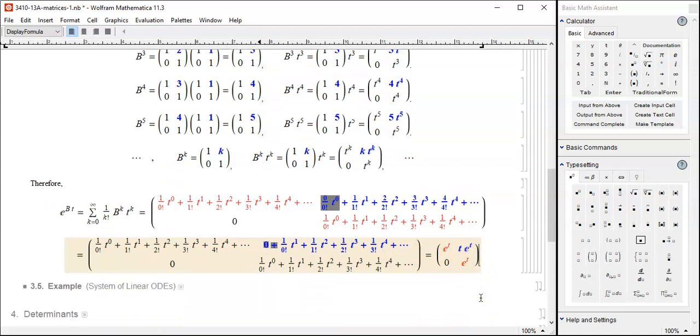So we successfully identified e to the bt power. It's this one: e to the t power, t times e to the t power, 0, and e to the t power.